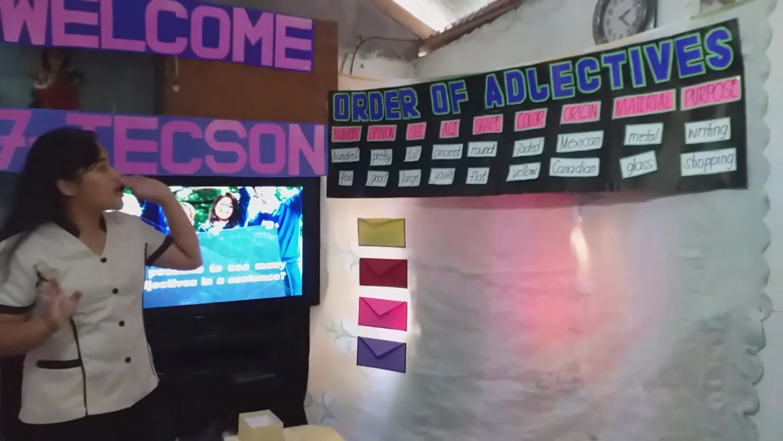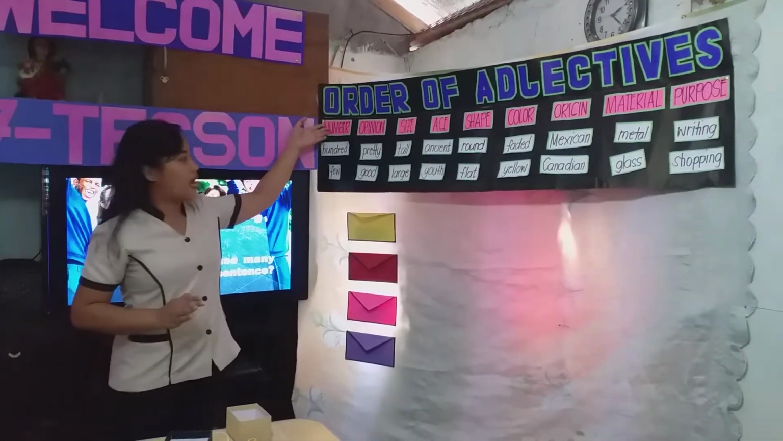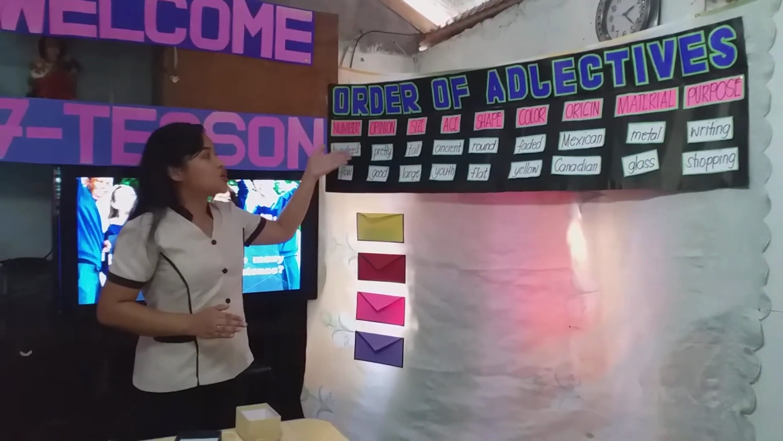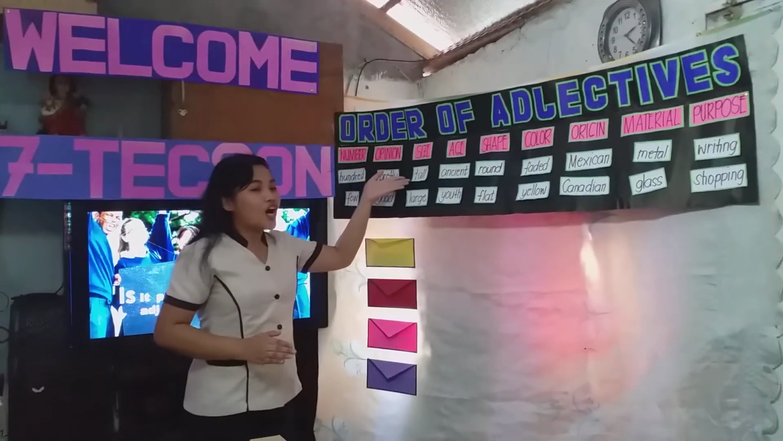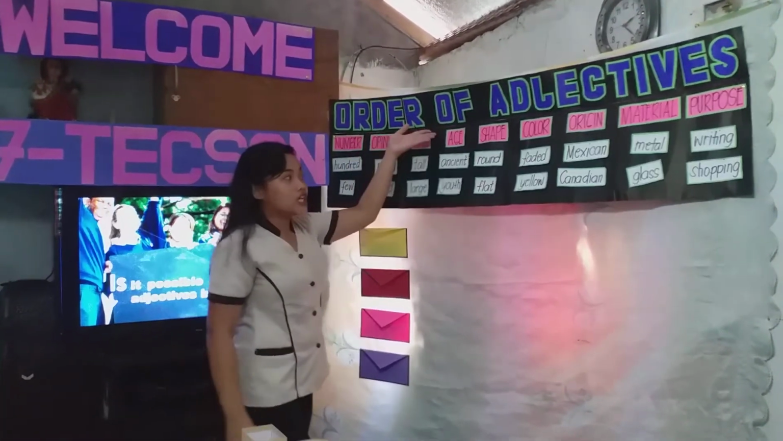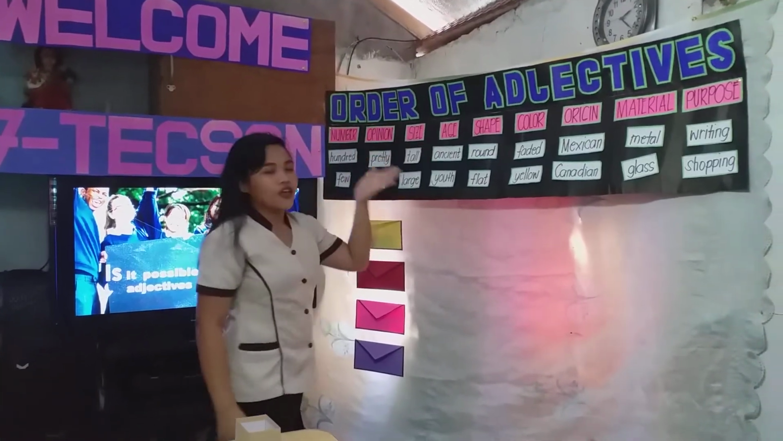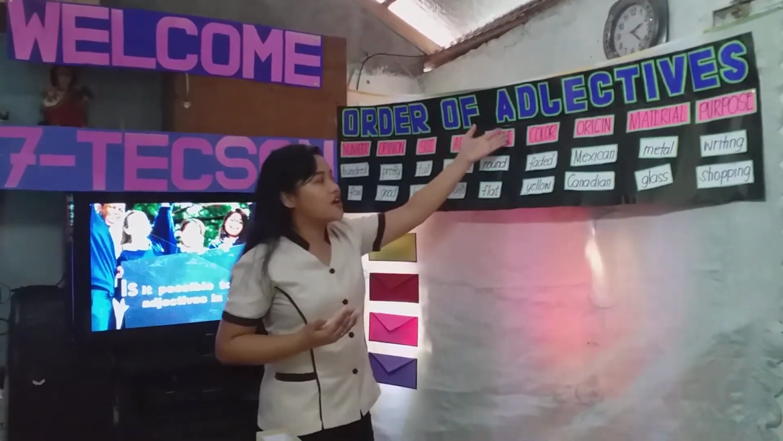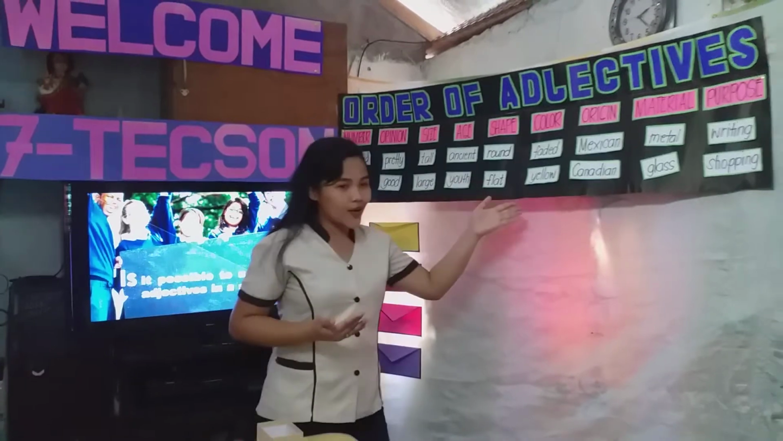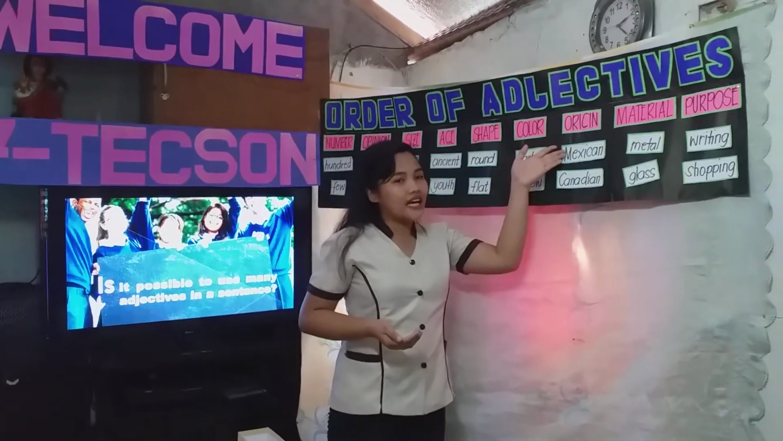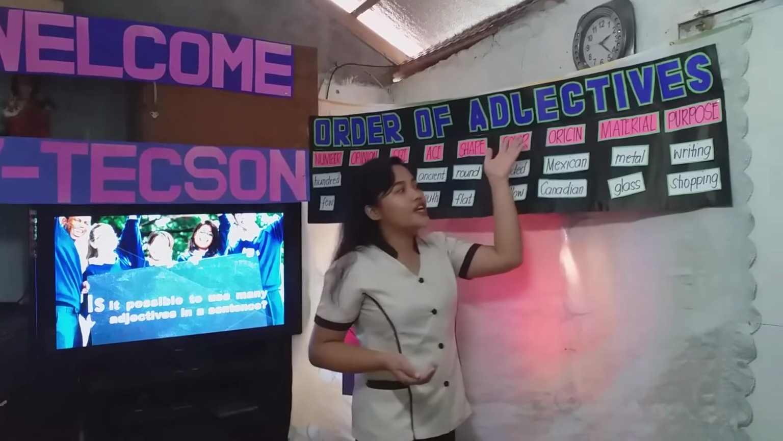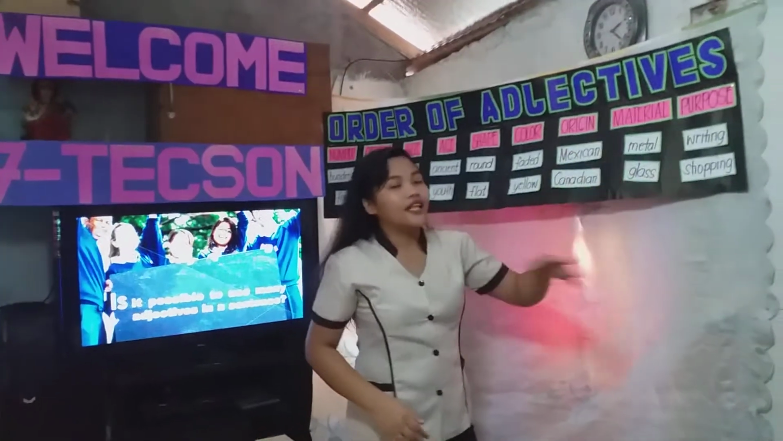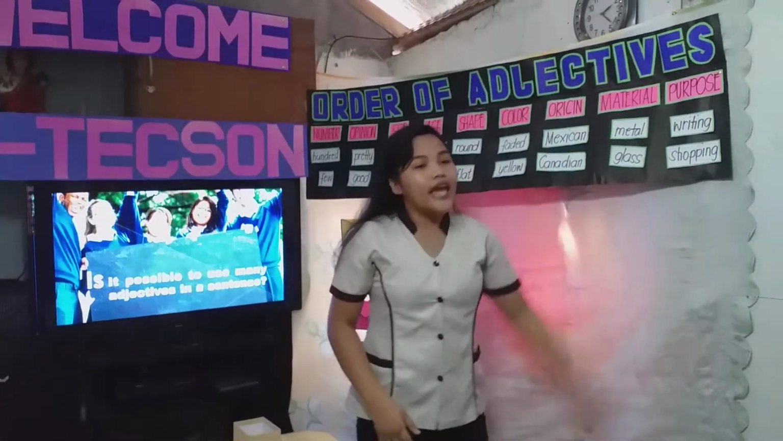So let us look at it again. So number, we have 100 and few. Opinion, pretty and good. Size, tall and large. How about age? We have ancient and youth. Shape, we have round and flat. Color, faded and yellow. Origin, Mexican and Canadian. Material, glass and metal. And lastly, purpose, writing and shopping.